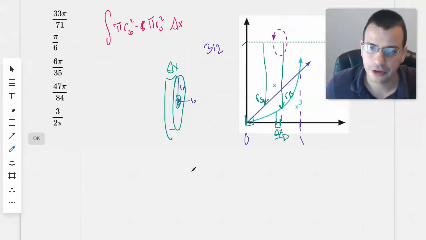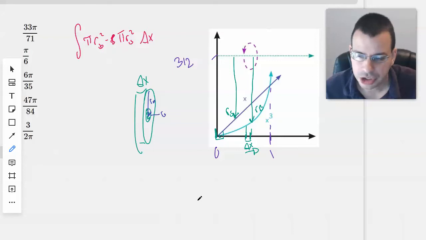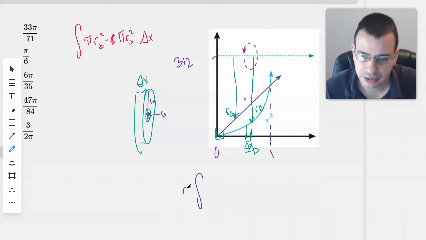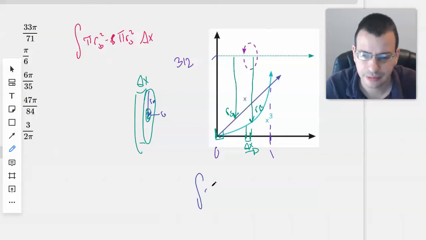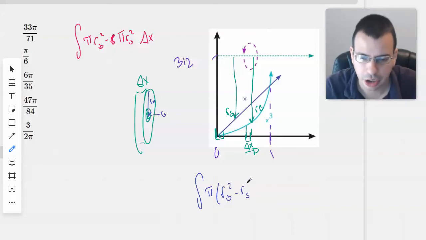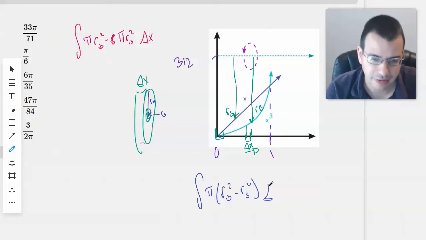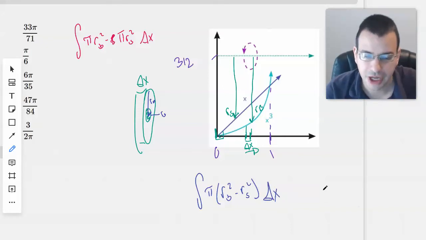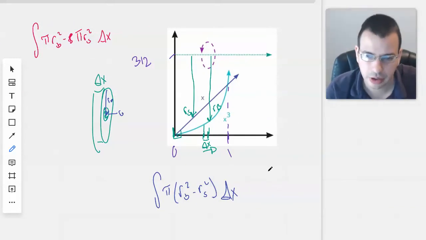Okay, so enough of an initial setup. I'll leave the pi inside: pi times R big squared minus R small squared, then I'll leave it as delta x right now. So now we need to find what R big and R small are. I'll start with R big.